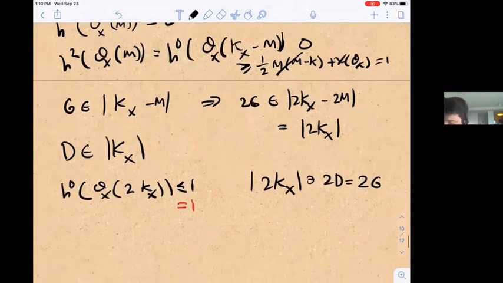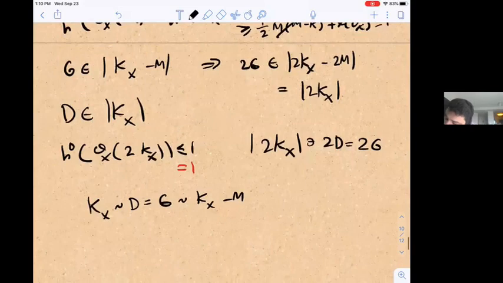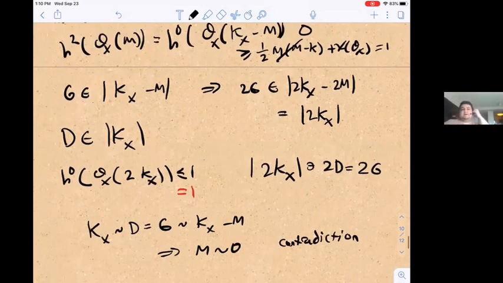But now we just get a contradiction, because kx is linearly equivalent to d, which is equal to g by this equality, which is linearly equivalent to kx minus m, which would imply that m is linearly equivalent to 0. But we picked m that was not linearly equivalent to 0. Okay, so this case just can't exist.